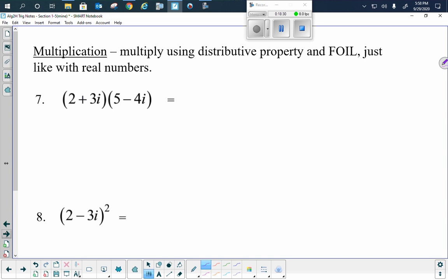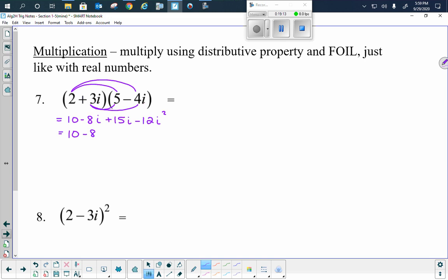All right. And then multiplication. Just multiply using distributive property. If you know that as FOIL, we're always going to use the word distributive property, just like you would with real numbers. Nothing's going to change. So here you go. If you're distributing the 2 to the 5, you get the 10. And the 2 to the negative 4 would be negative 8i. Likewise, if you're going to go with 3i times 5, you'll have plus 15i. And carefully, 3i times negative 4i would be negative 12i squared.